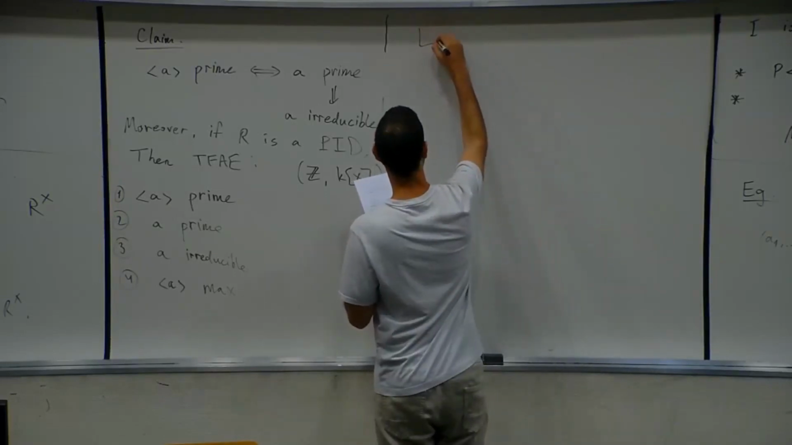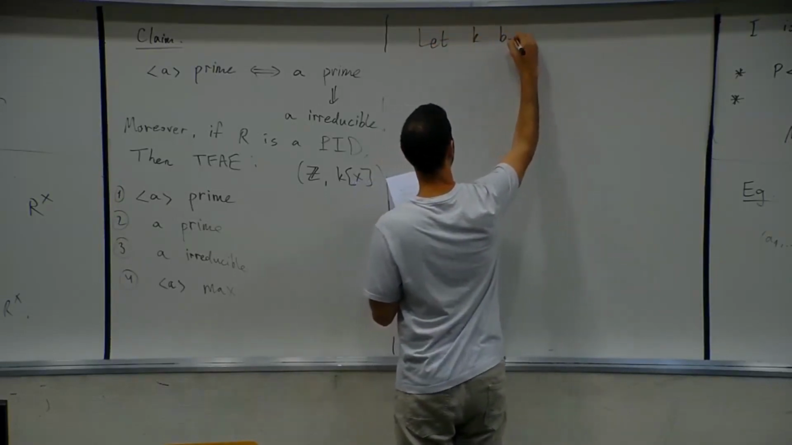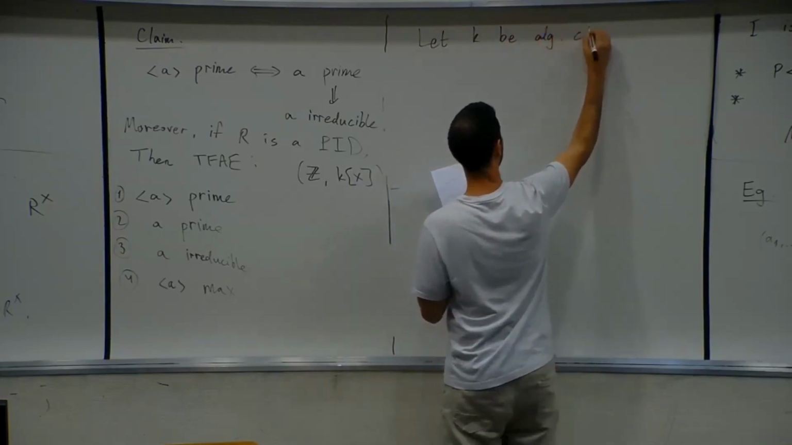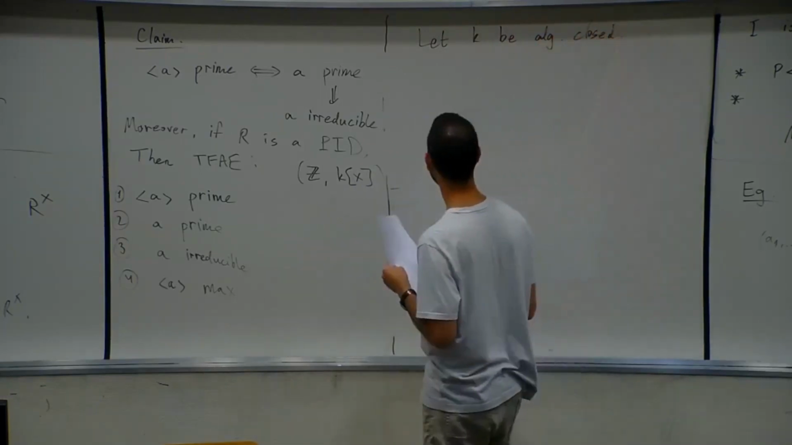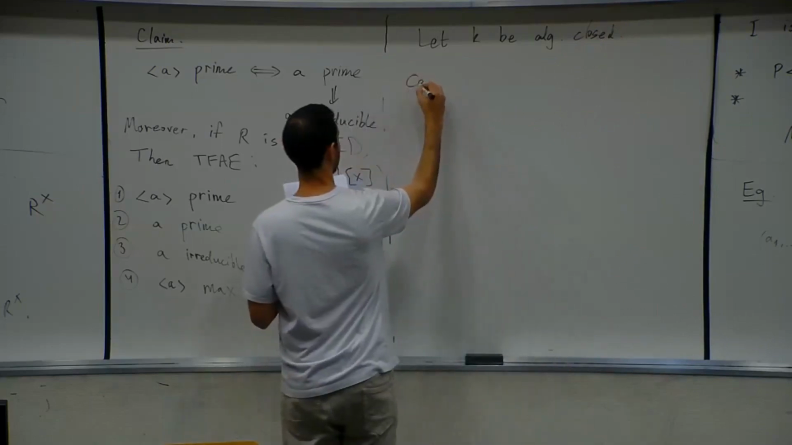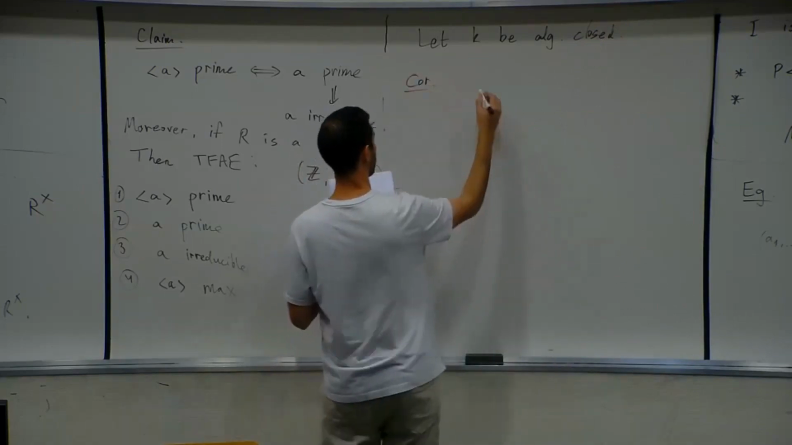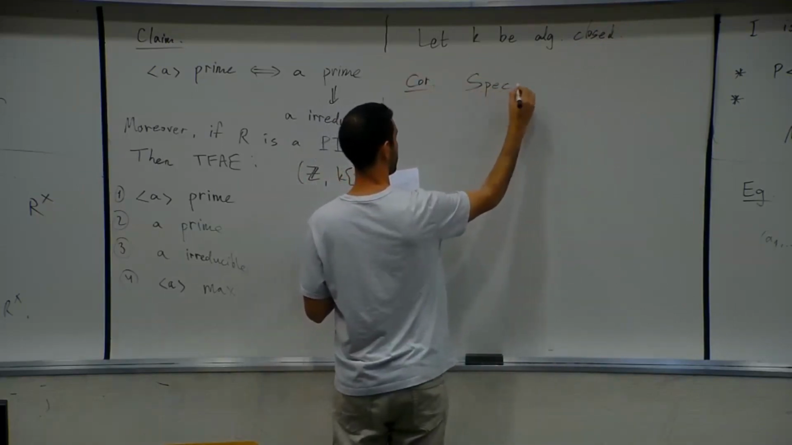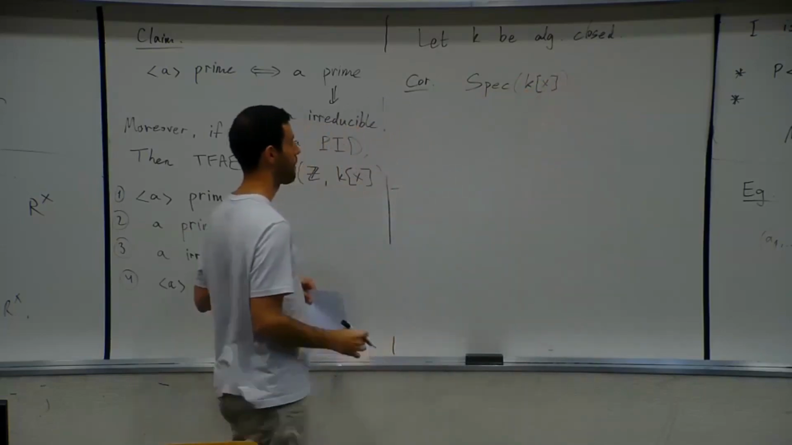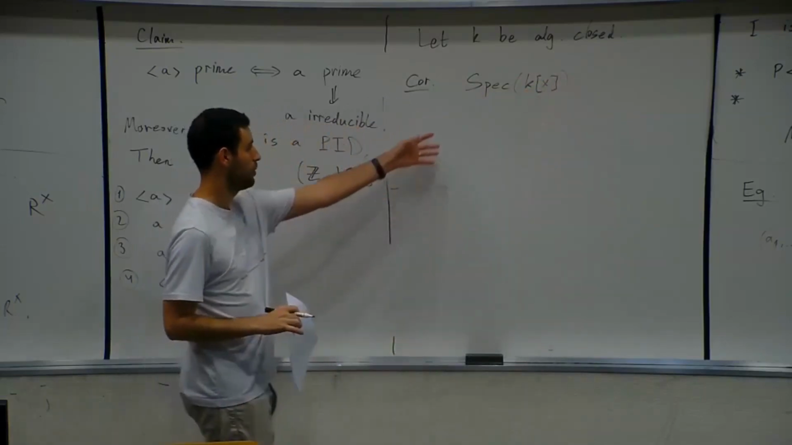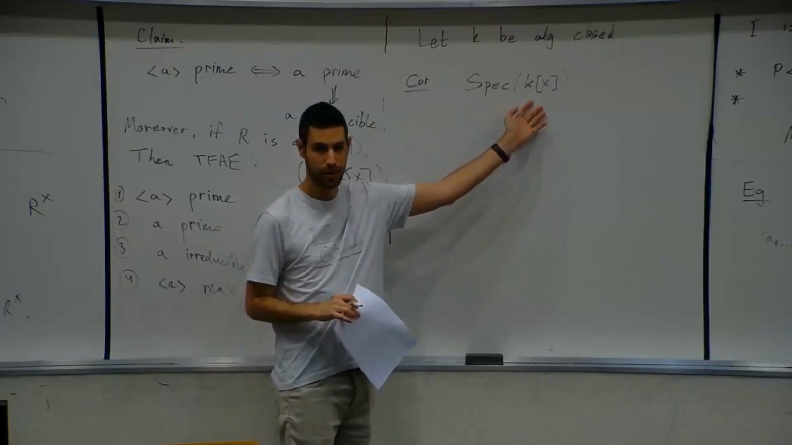So from now on, let K be algebraically closed. Corollary: what is the spectrum of K[x]? What are all the maximal ideals in K[x]?